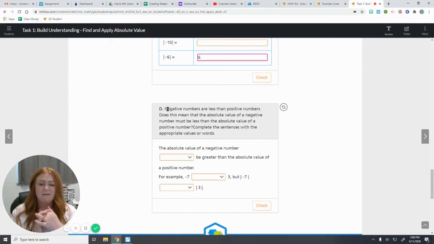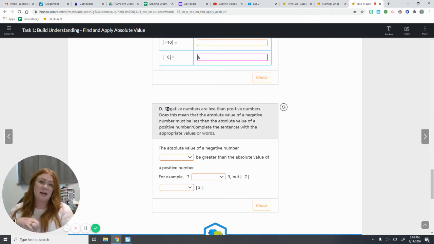So if I have the numbers, let's say -1 and 7, I know that 7 is bigger than -1. If I compare their absolute values, it takes me 1 place to get from -1 to 0, and it takes me 7 places to get from 7 to 0. 7 is still bigger. Let's try another example. So in that case, the positive number is bigger both times.